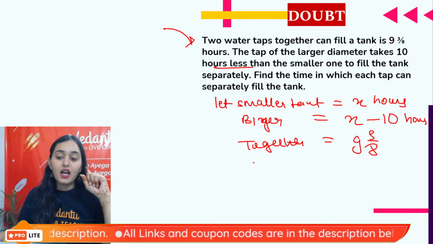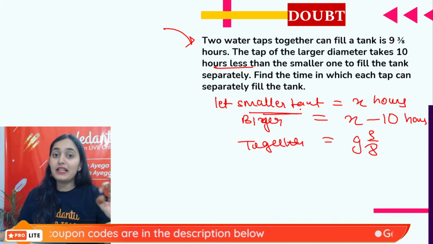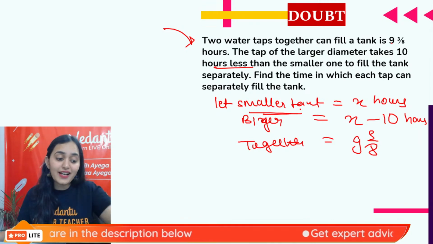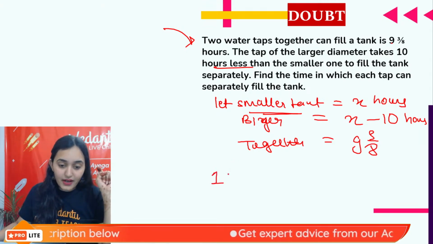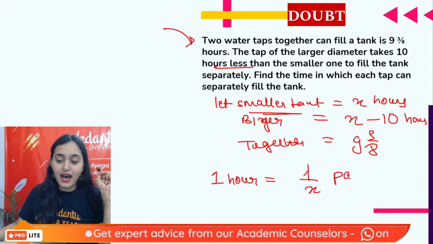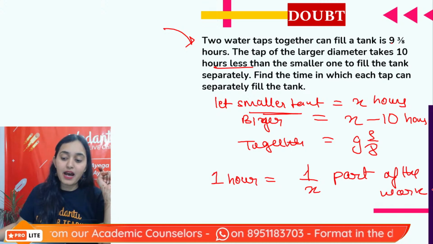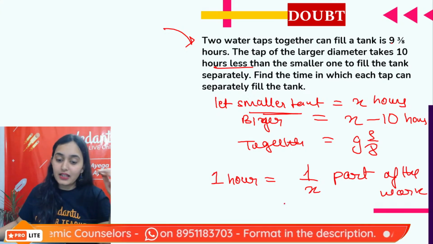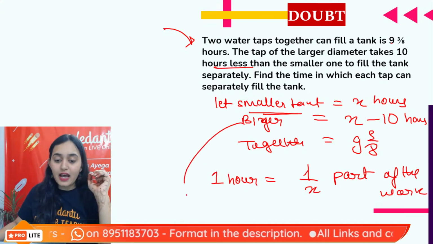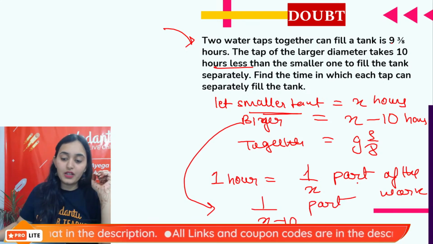That means the smaller tap is able to complete how much part of work in 1 hour? So in 1 hour, how much are they going to work? 1 upon x part of the work. Similarly, the bigger will cover 1 upon x minus 10 part of the work.